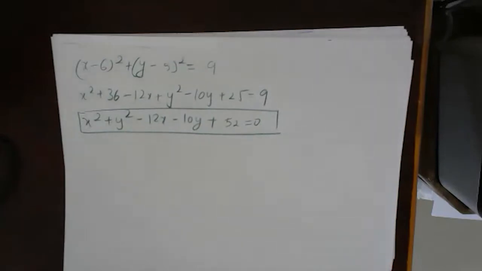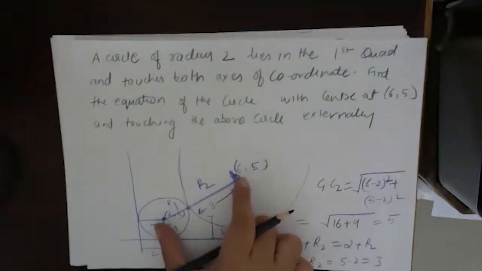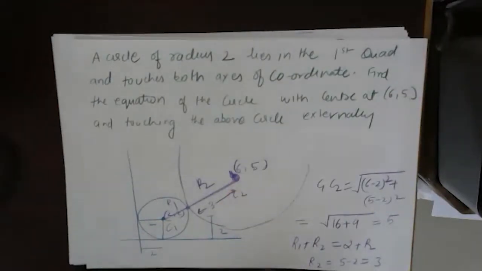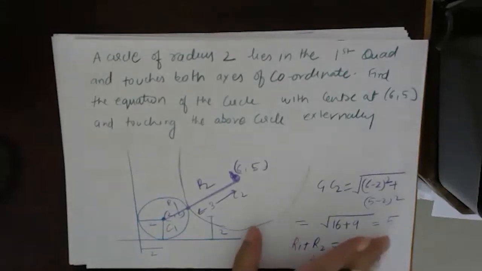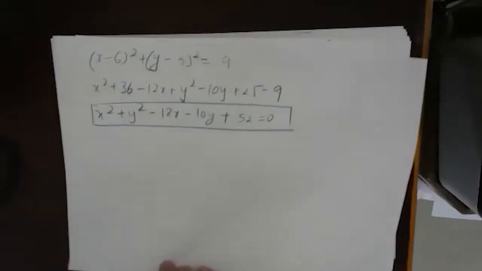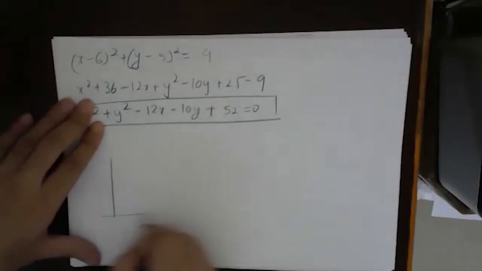Fine. Suppose they had asked us to find the equation of the circle which is touching internally, then what will we do? We will find the distance between the two centers, and that distance will be equal to the modulus of R1 minus R2. Understood? So we'll get two such kinds of circles.